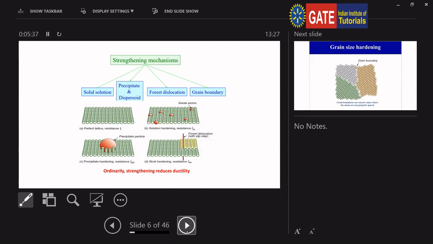In tomorrow's class we are going to study these four in more detail, and then if time permits, we'll start the fatigue chapter. So that's all for today.